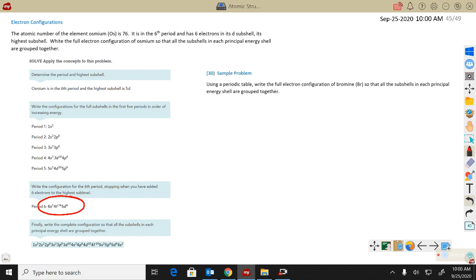But now at the bottom here it says, finally write the complete configuration so that the subshells in each principal energy level are grouped together. I'm going to make a note right here and say optional.